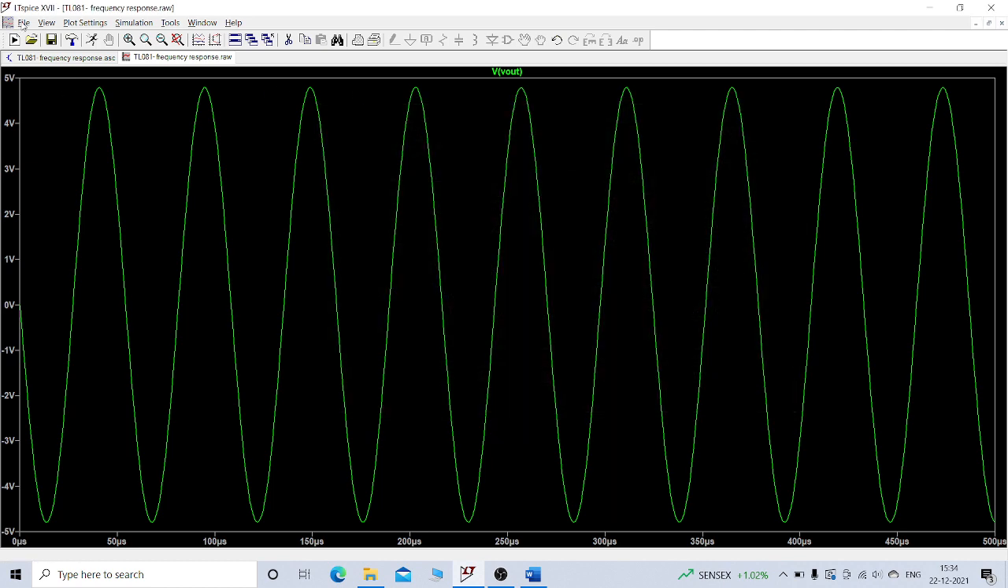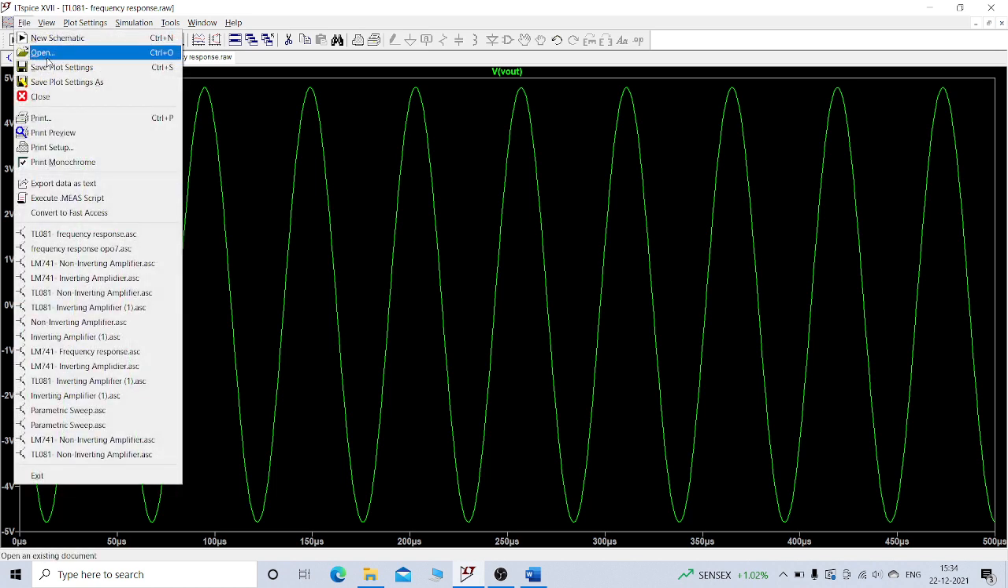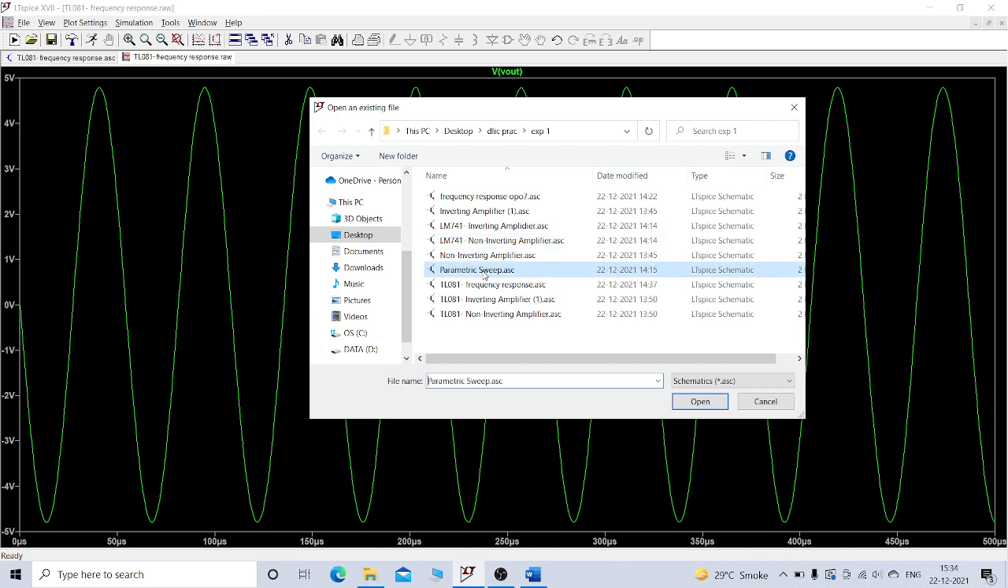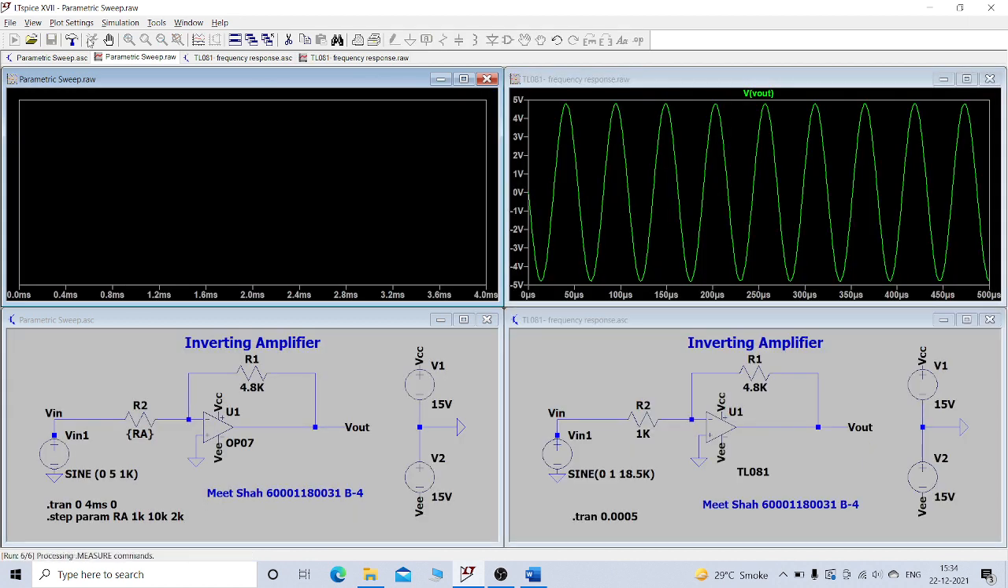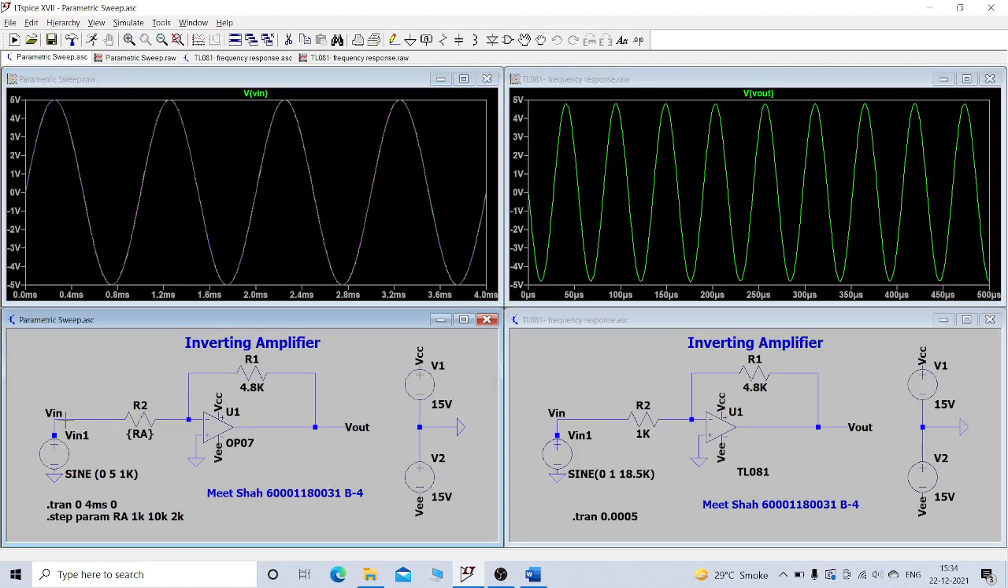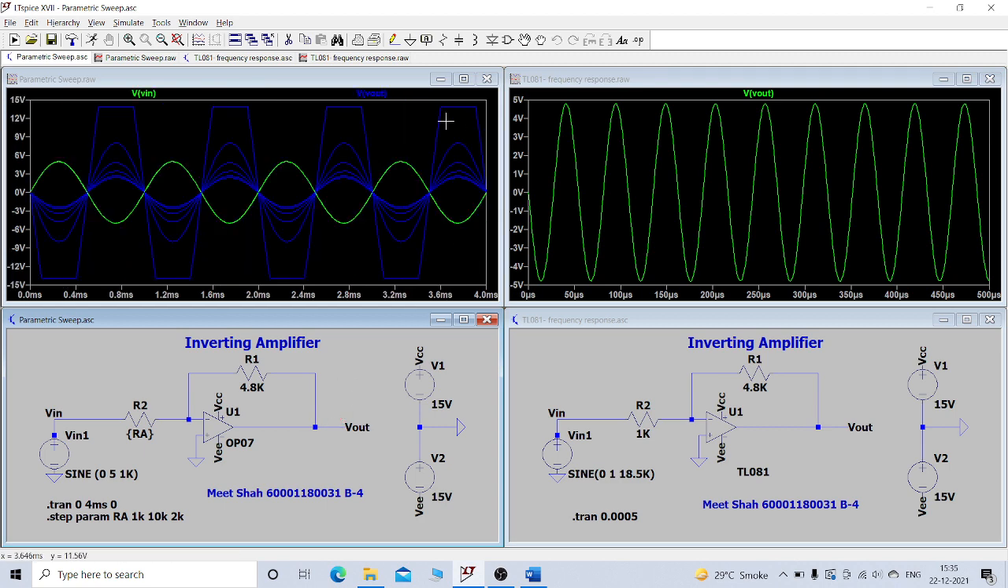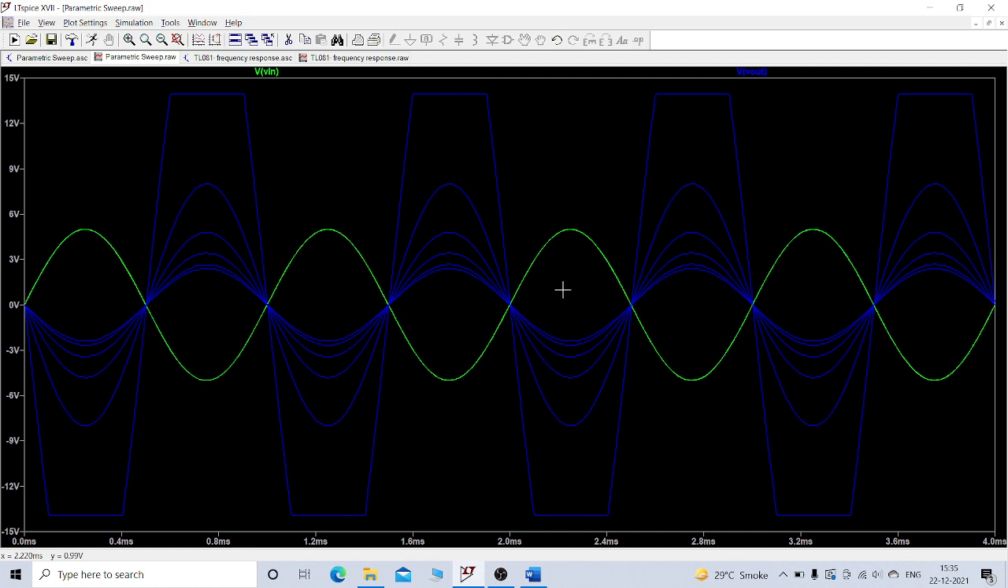Before going to that, we forgot one thing. We go to parametric sweep. So this is our circuit diagram for parametric sweep. We'll run this to see what we're getting as output. And this is our output for parametric sweep.